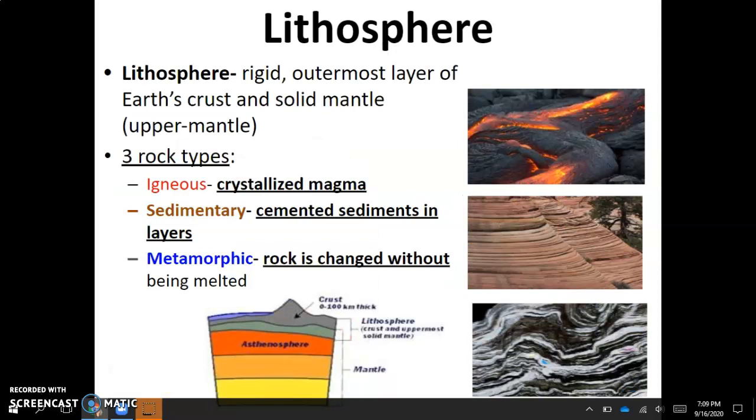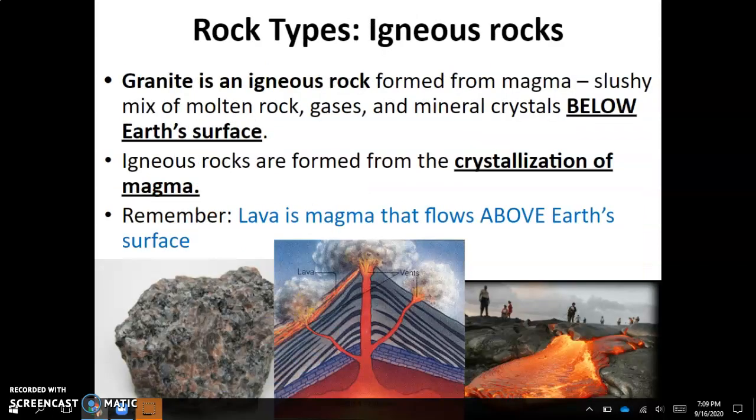So just a reminder of what the lithosphere is. This is the rigid outermost layer of Earth's crust and the solid mantle, so the upper mantle. Remember, in the mantle, we've got the upper portion that's solid, and then we have that molten rock beneath it in the lower mantle where the convection currents are that move our plate tectonics. So there are three rock types we're talking about today: igneous, sedimentary, and metamorphic. There are these brief descriptions here that you can refer back to, but we're going to go into them in depth. So the first rock type we're talking about today is igneous rock.